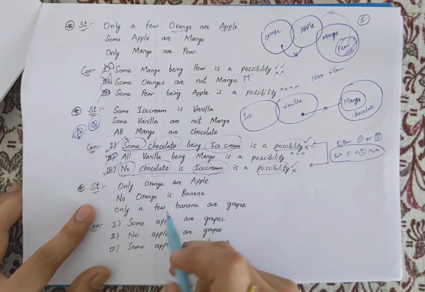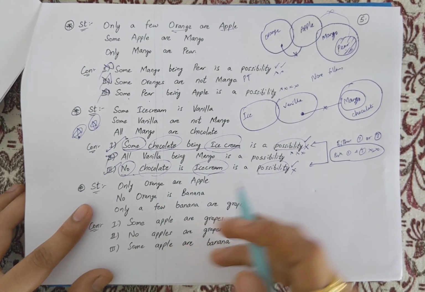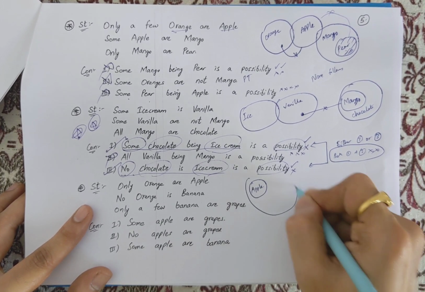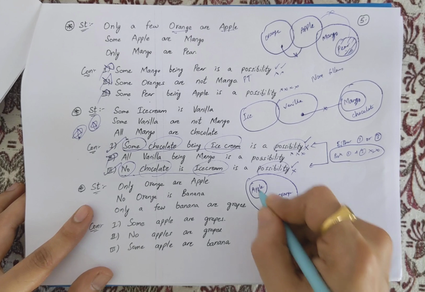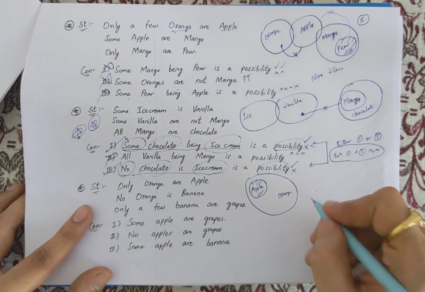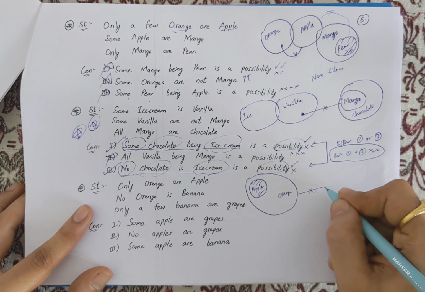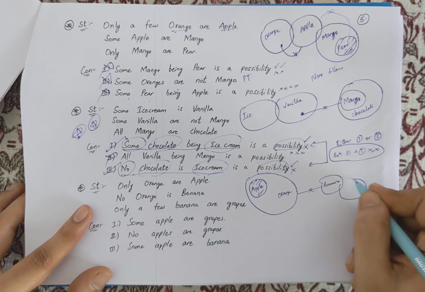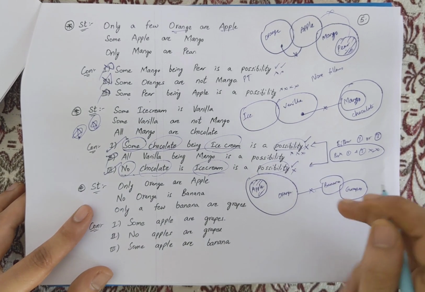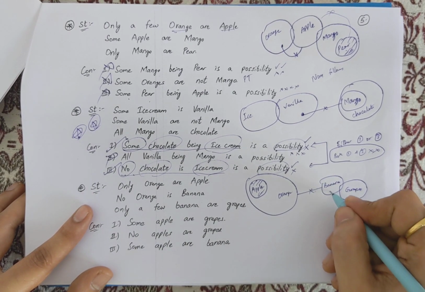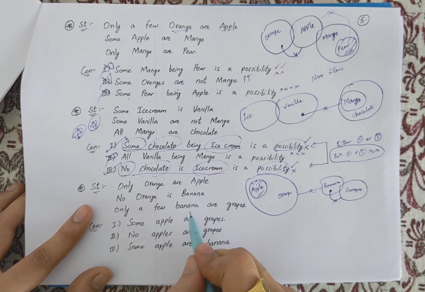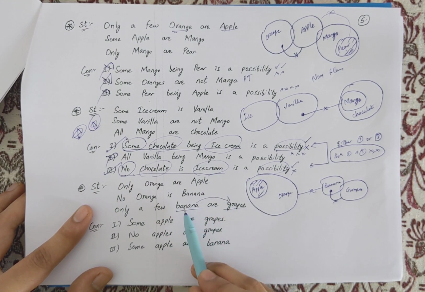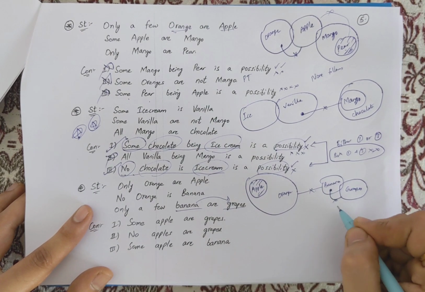Okay. Now let us see the last one. Only orange or apple. Only orange or apple is nothing but all apple are orange. And just highlight this portion. No orange is banana. Only a few banana are grapes. Only a few banana are grapes means some bananas are grapes, some bananas are not grapes. So the sequence is also important. If suppose they are given only a few grapes are bananas, then some grapes won't be bananas.